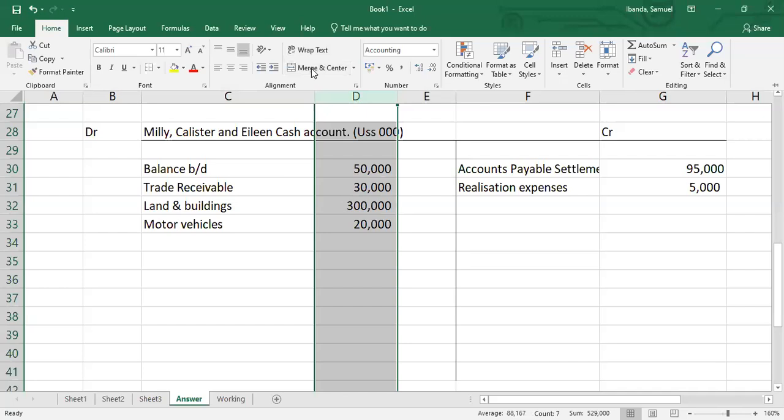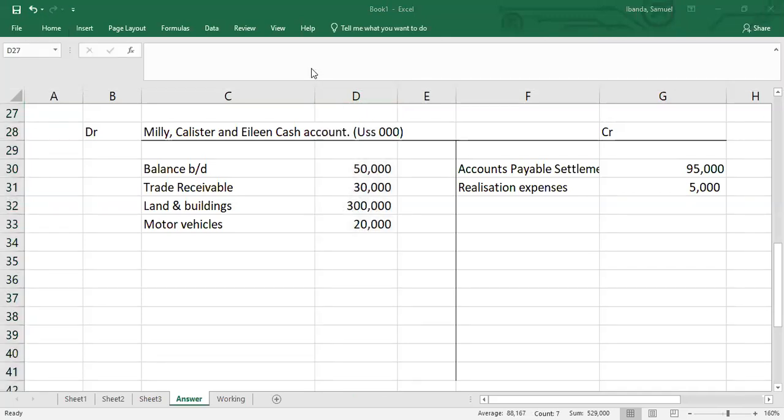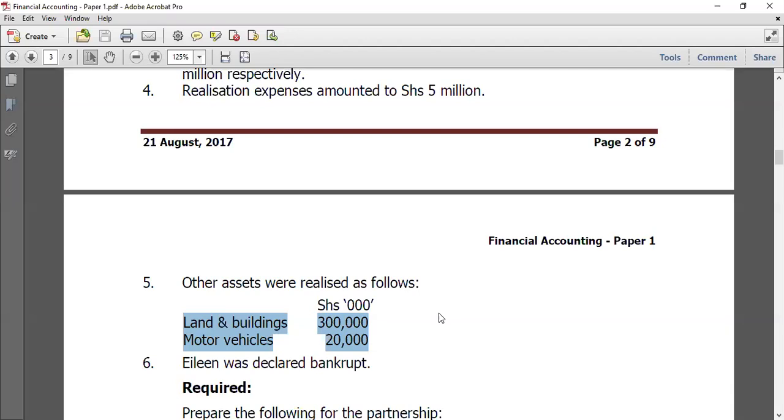Okay, so once we have that, ours is now to go back and see what else we have not recorded. What else have we not recorded? Now there's a comment here that Ellen was declared bankrupt. We are going to see how to basically play with that.